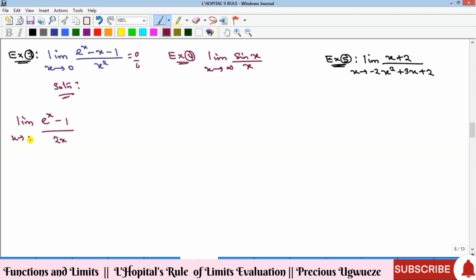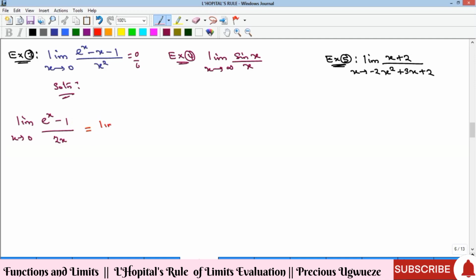0. And then if we do a direct substitution here, you would see that we will still get 0 over 0, because e raised to power 0 is 1, minus 1 is 0, and then 2 times 0 is still 0. So that is to say, you have to differentiate again.